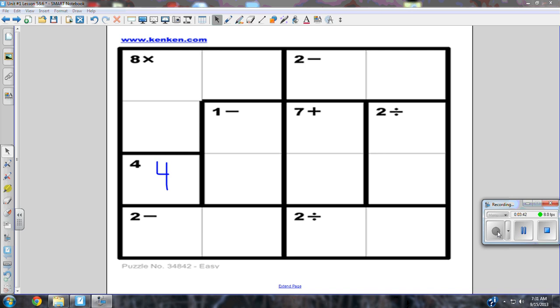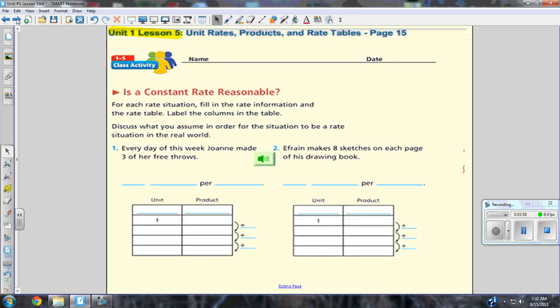Alright, so finish this before you return to school tomorrow, and we will talk about it in class, so make sure that you remind me about your KenKen. Let's move on to the lesson.